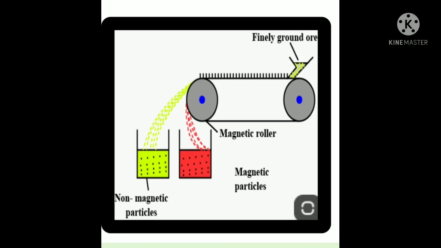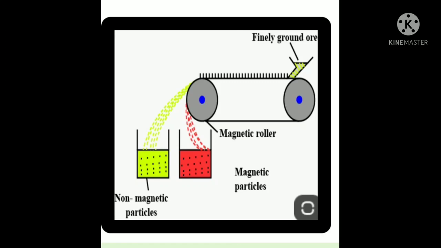It consists of a conveyor belt rotating between two wheels. Among the two wheels, one is what? A magnet. The crushed ore is loaded over the conveyor belt. When they are rotating, what happens? Magnetic particles are attracted towards the magnetic field. The non-magnetic particles fall away from the non-magnetic wheel, so that we can separate both ore and gangue particles. Have you understood? So that is the magnetic separation method.